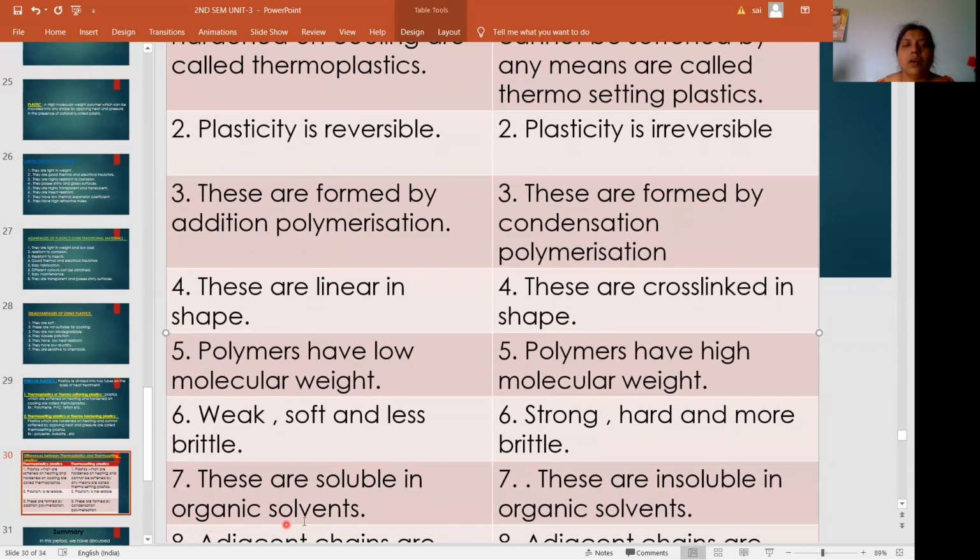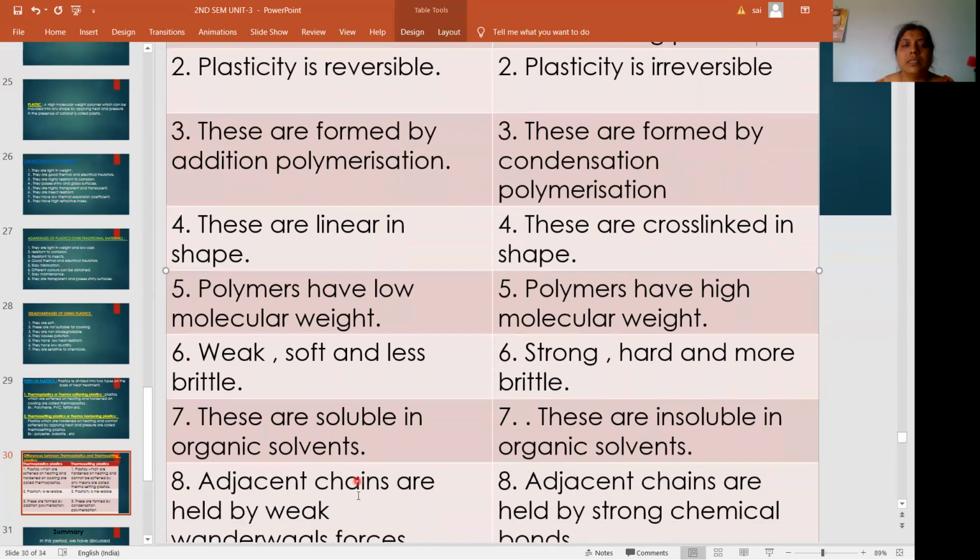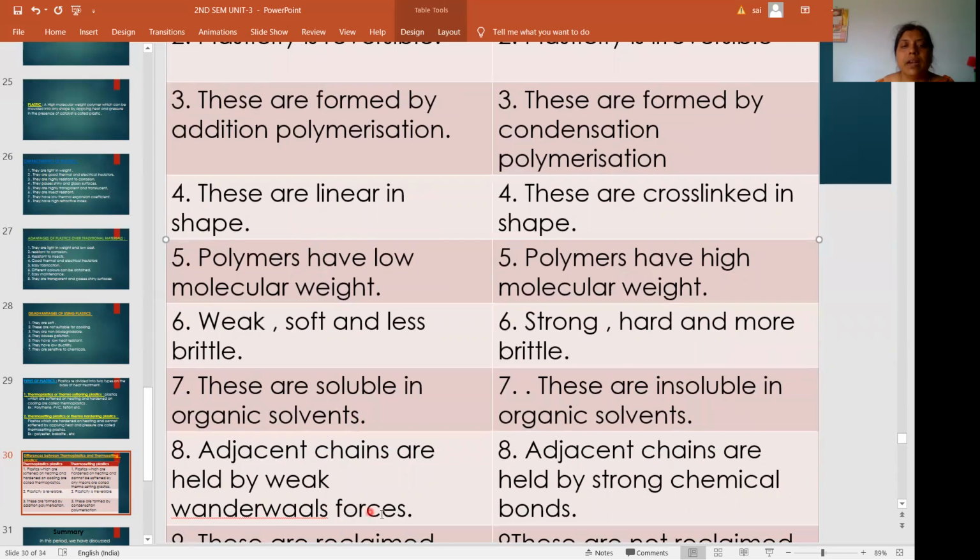Thermoplastics are soluble in organic solvents. That means when you keep them in an organic solvent, they will dissolve. Thermosetting plastics are insoluble in organic solvents. When you keep this plastic in an organic solvent, it will not dissolve. Adjacent chains are held by weak van der Waals forces. It is a chain-like structure, and all the side-by-side chains are held by weak van der Waals forces. That's why they soften when heated. Why? Because of these weak van der Waals forces.